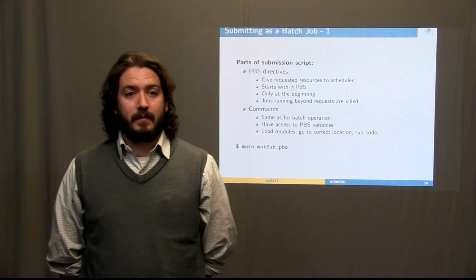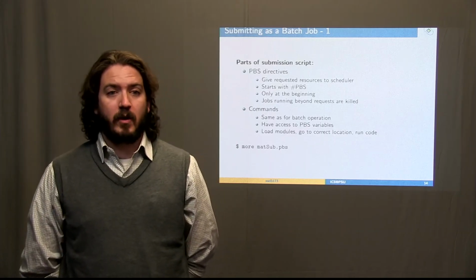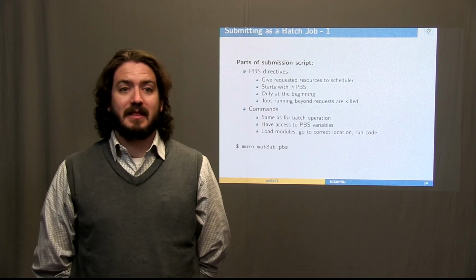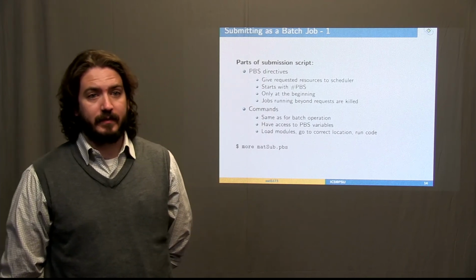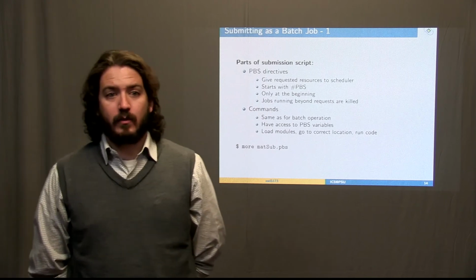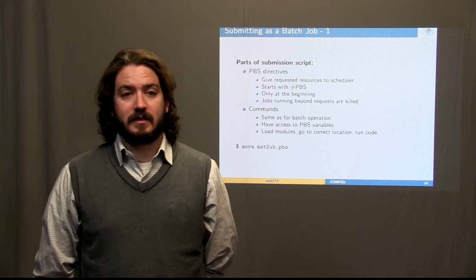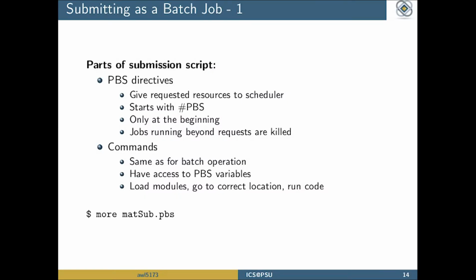Right, so the next step, we've done something in GUI mode and we've also done something in the background in batch mode, is we're going to submit this batch job onto the cluster. Before we get started, we're going to take a look at the submission script. The submission script consists of two different parts. The first part are the PBS directives, and the second part are the commands.